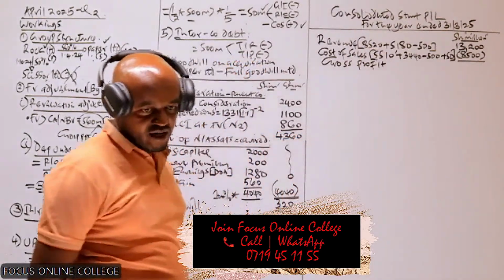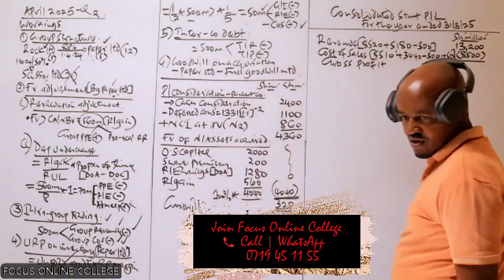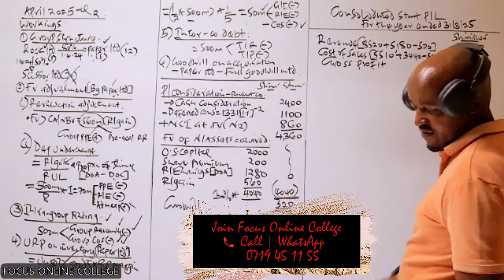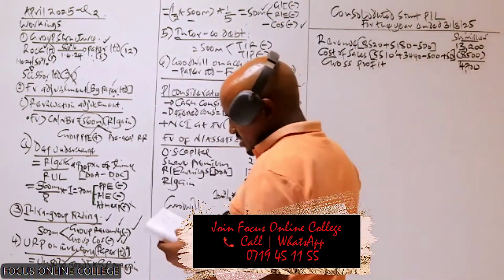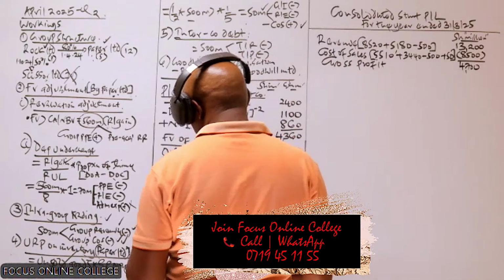So we move on and compute the gross profit. How much will our gross profit be? The gross profit will be 47. Then we proceed and add the distribution.